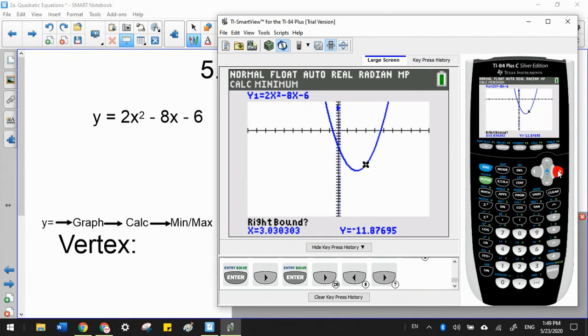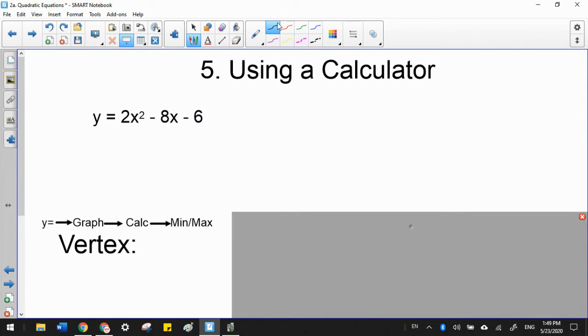So the calculator is asking you to give it a range of x values so that it can estimate exactly where your point is supposed to be. So my right bound, I want an x value that's to the right of the point I'm looking for. And 2, negative 14 is the point of my vertex.